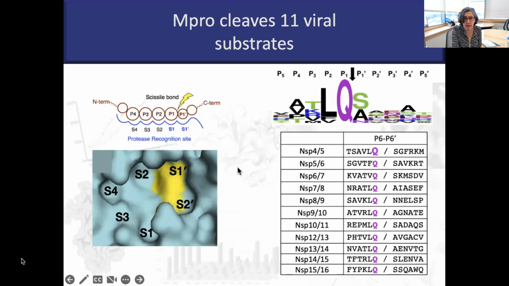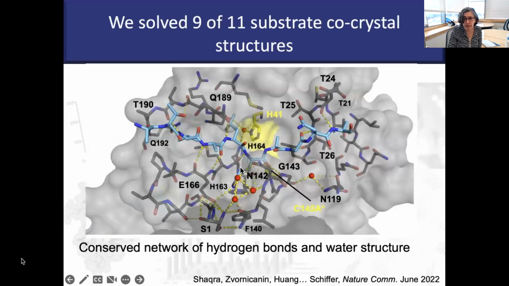So in the beginning of the pandemic we went about solving crystal structures of an inactive variant of the M-Pro, where we mutated the catalytic cysteine to an alanine, and we solved crystal structures of 10-mer peptides corresponding to the different cleavage sites, and we were able to solve 9 of the 11 different substrates. This was a collaboration with the Novartis team, and we were able to get nice structures, be able to detail the conserved water structure of these different complexes, and really understand the different interactions of the different substrates and what's conserved.